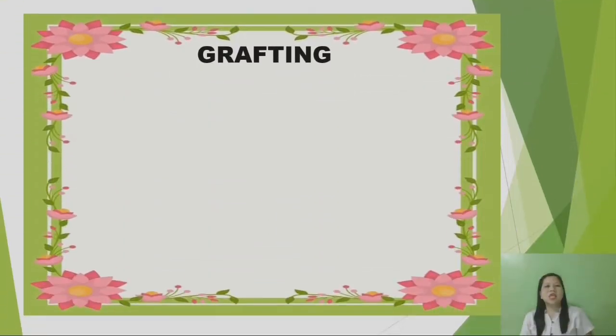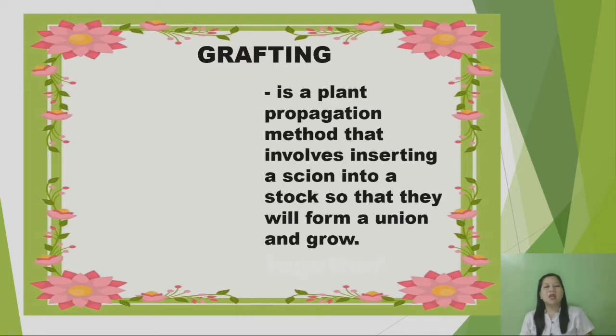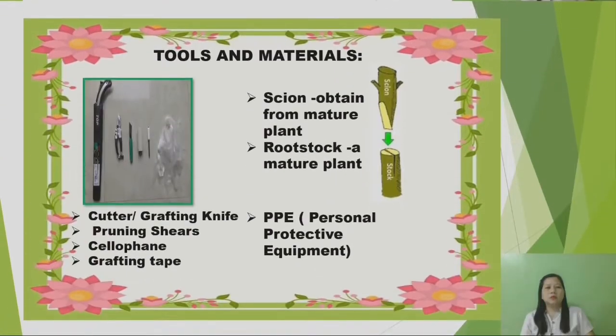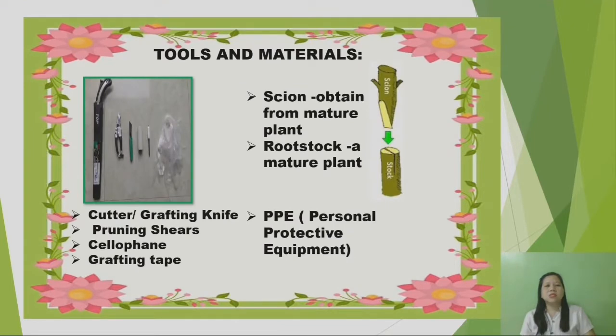The second way of plant propagation is grafting. What is grafting? Grafting is a plant propagation method that involves inserting a scion into a stock so that they will form a union and grow. Here are the tools and materials needed in grafting: cutter or grafting knife, pruning shears, cellophane, grafting tape, scion, rootstock, and PPE. What is a scion? A scion is obtained from a mature plant, and the rootstock is also a mature plant.